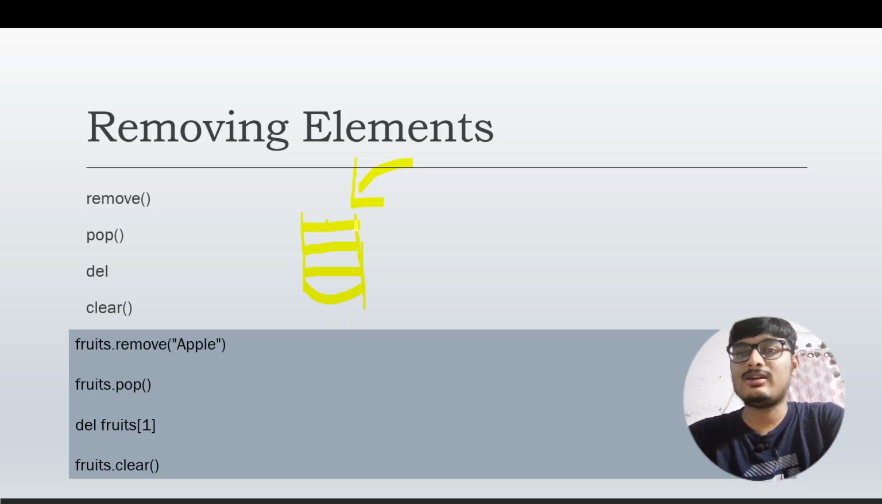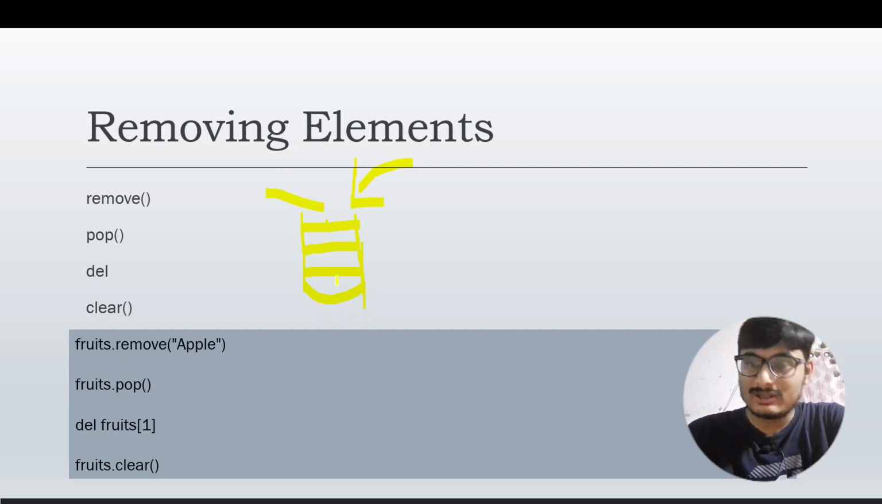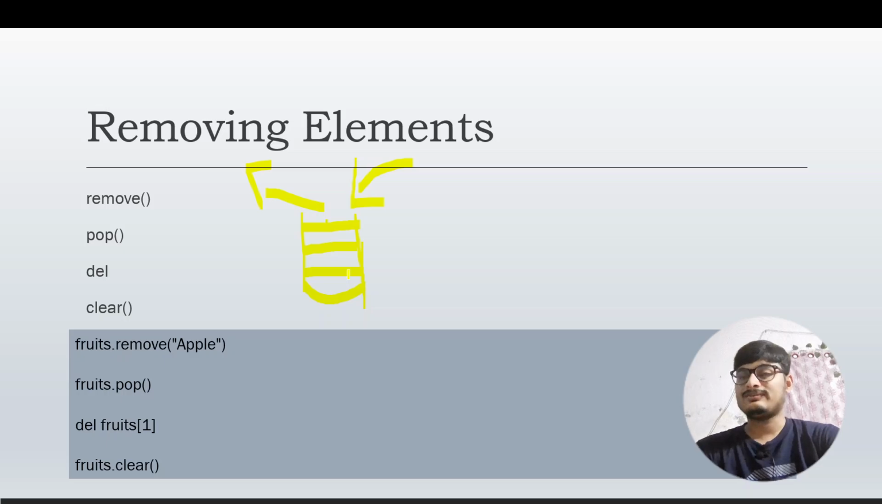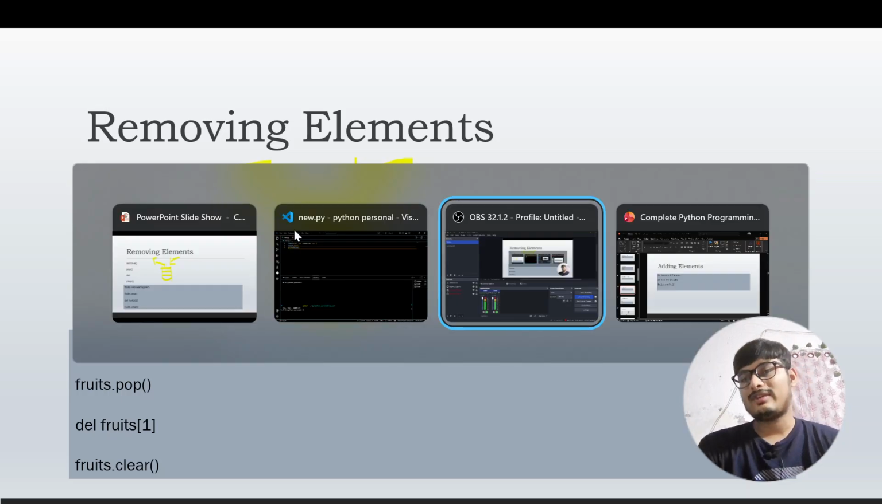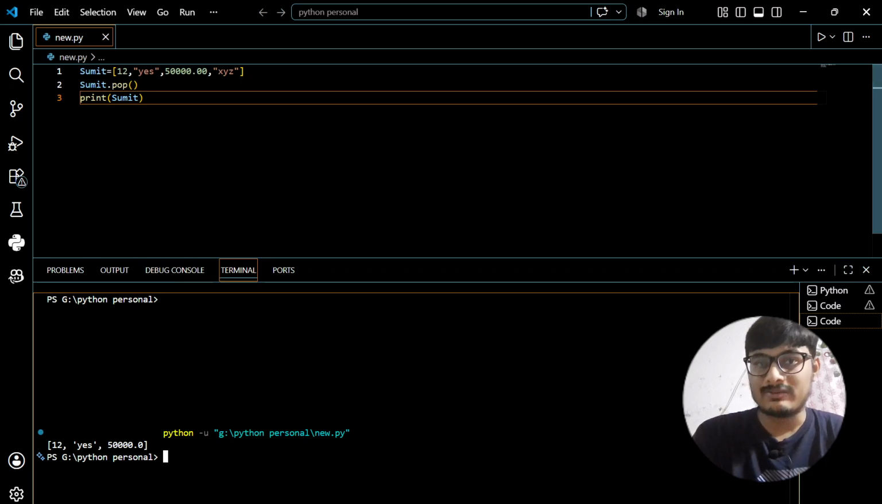If it were going to remove this first element, it would have to remove these two in the stack first, then it would be able to delete this. So in most cases it will delete this last element only. So when we use pop, it will always delete this xyz.